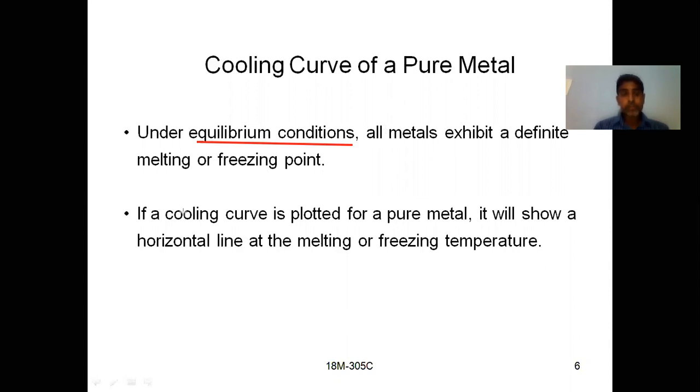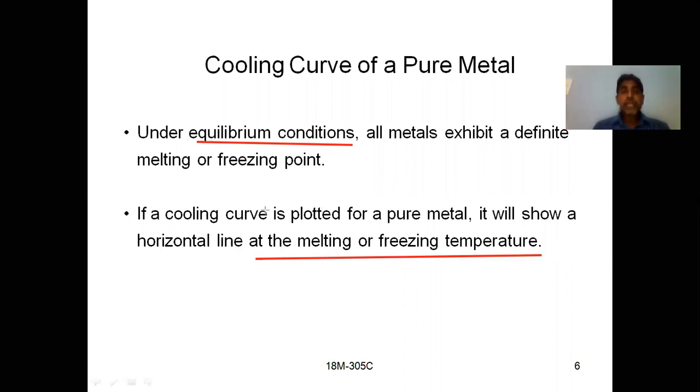If you draw a cooling curve for a pure metal, it will show a horizontal line at the melting or freezing temperature. This is important. We have a horizontal line in a cooling curve drawn for a pure metal. At the melting or freezing temperature, the temperature is constant throughout, and only then do you get a horizontal line.